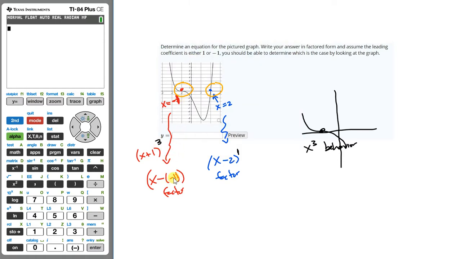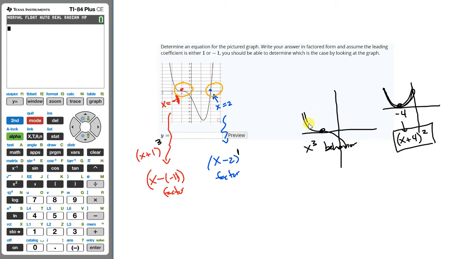The other kind of behavior that you'll get sometimes is a bounce off. If I had a bounce off like this, let's say this was at x equals -4, then your factor would be x minus the -4, which is x plus 4 squared. Why squared? Because it looks like a parabola. When it looks like a parabola, that means the corresponding factor has degree 2 or multiplicity 2.